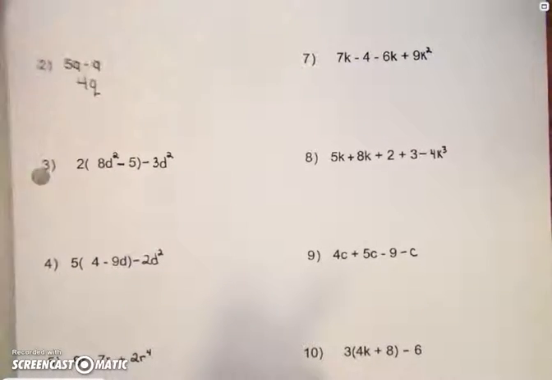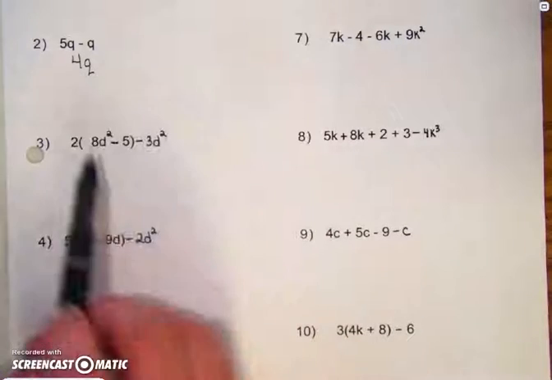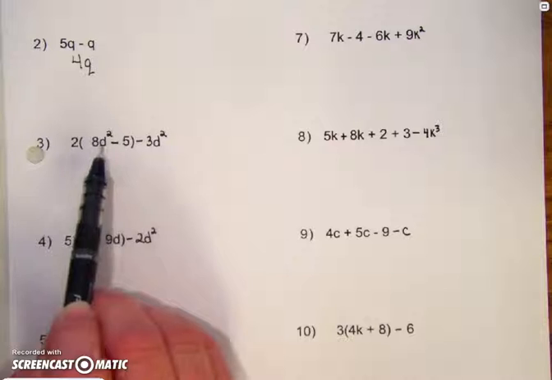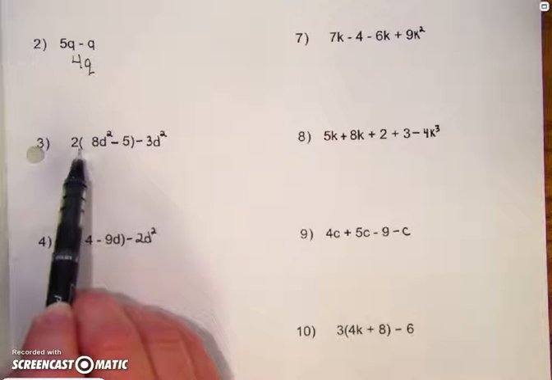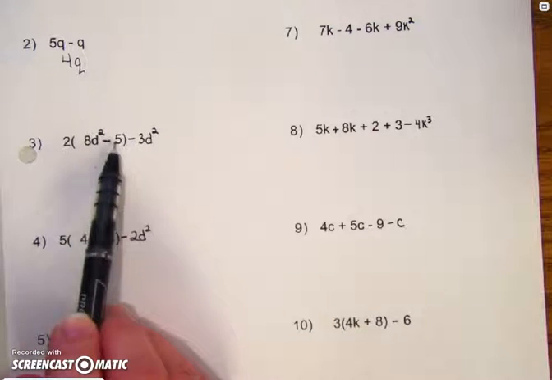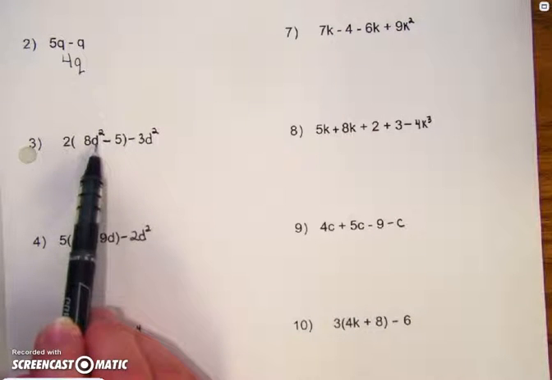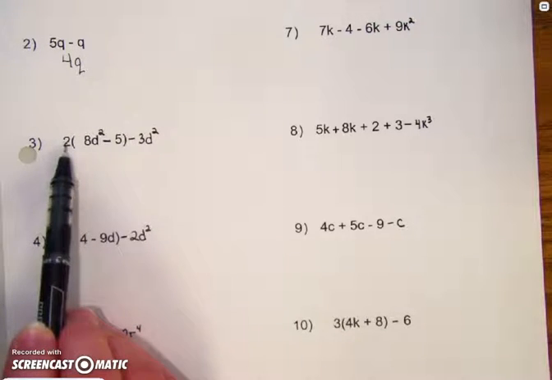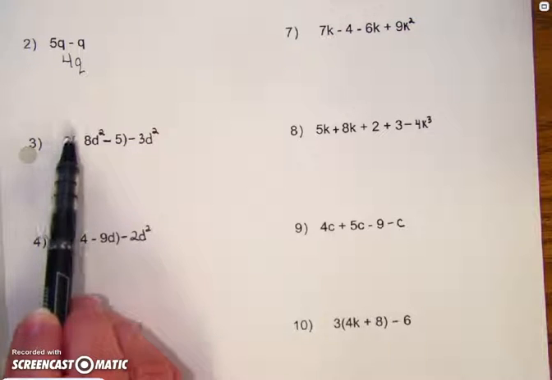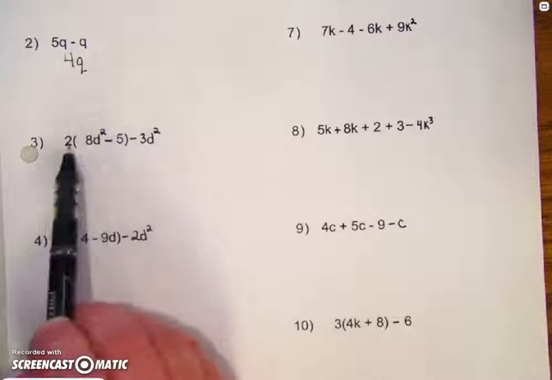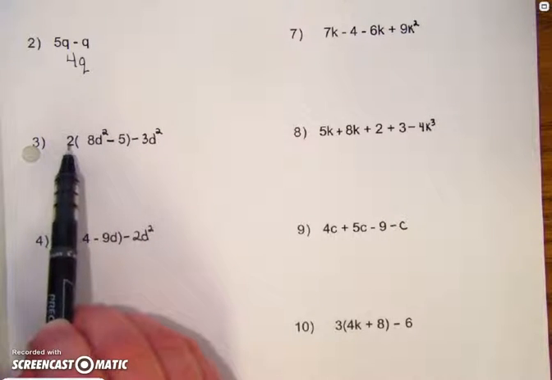Problem number 3. We have some parentheses in this expression, and order of operations tells us that we have to do the parentheses first. So we can't combine what is in parentheses because it's not like terms. But this 2 outside of the parentheses tells us that we need to multiply 2 times everything that's inside of the parentheses. And we're going to be using the distributive property.